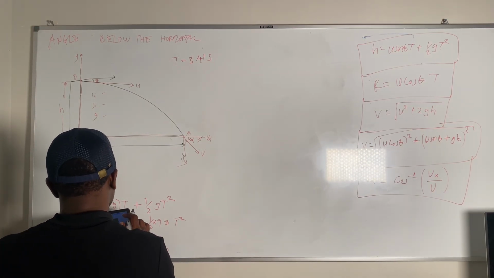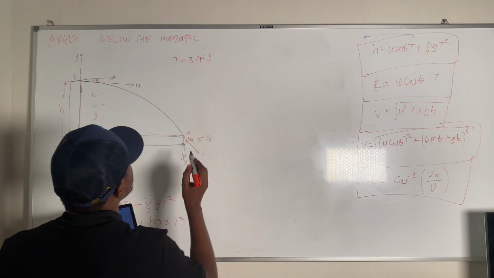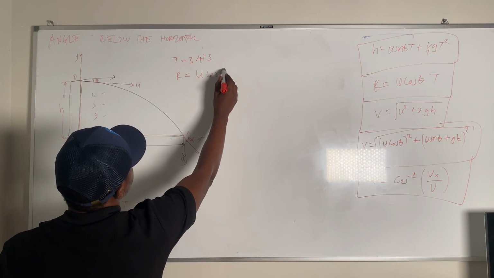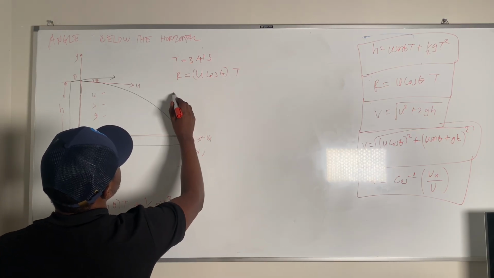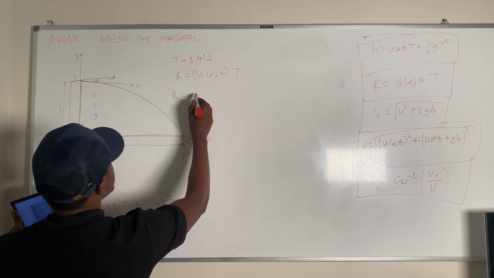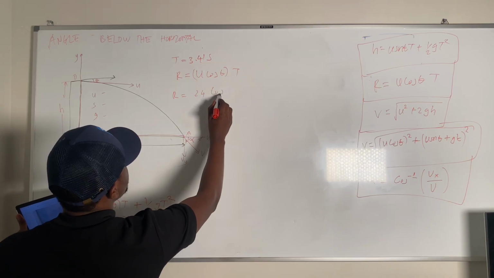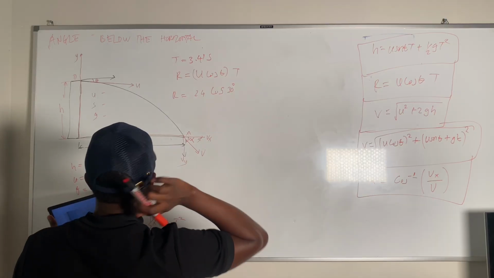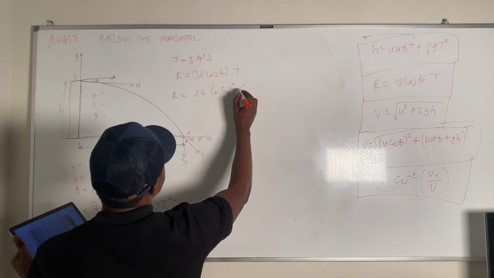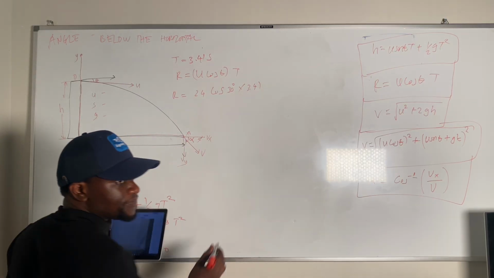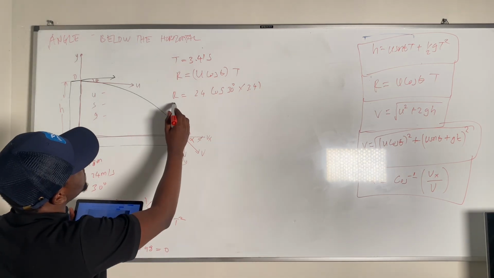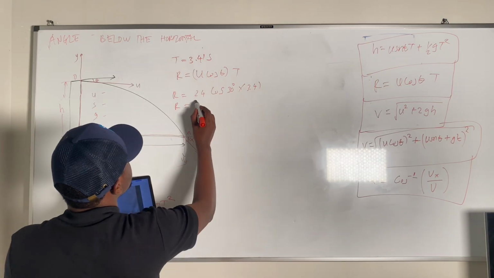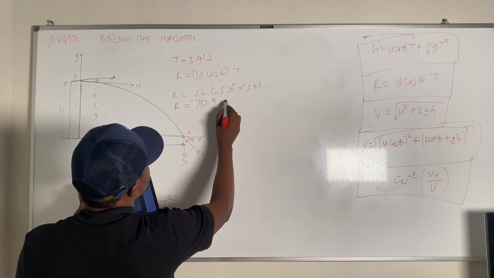We have also to calculate the range on the horizontal ground. The range R will be equal to u cosine of angle into t. So the range will be equal to u, which is 24, times cosine of 30 degrees times t, which is 3.41. So the range will be equal to 7.9 meters.